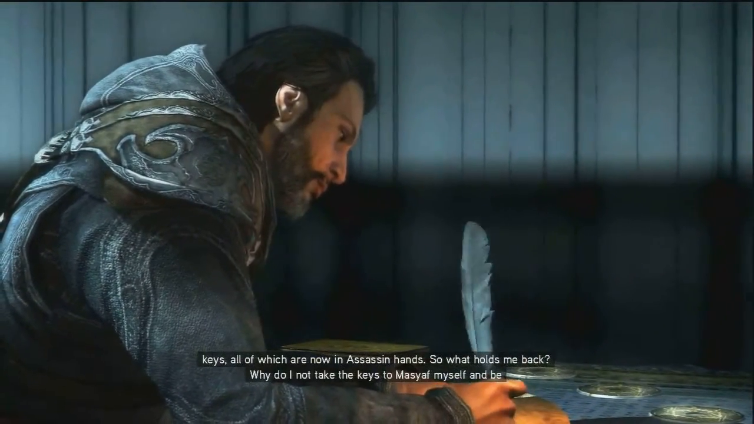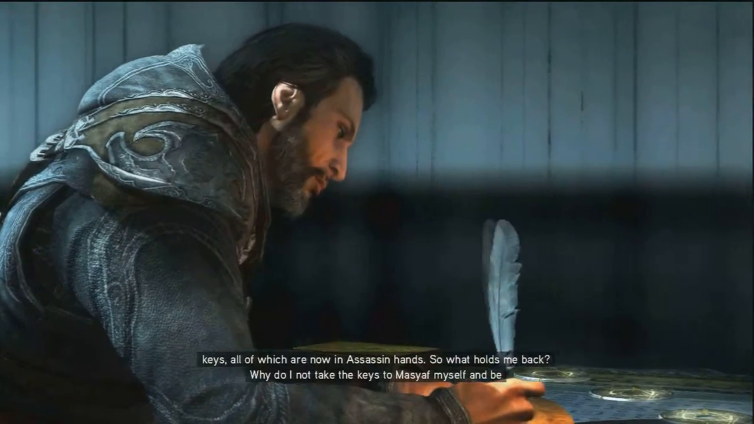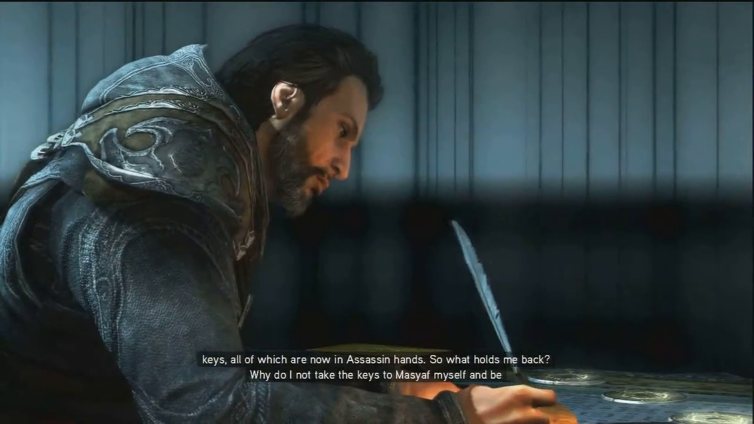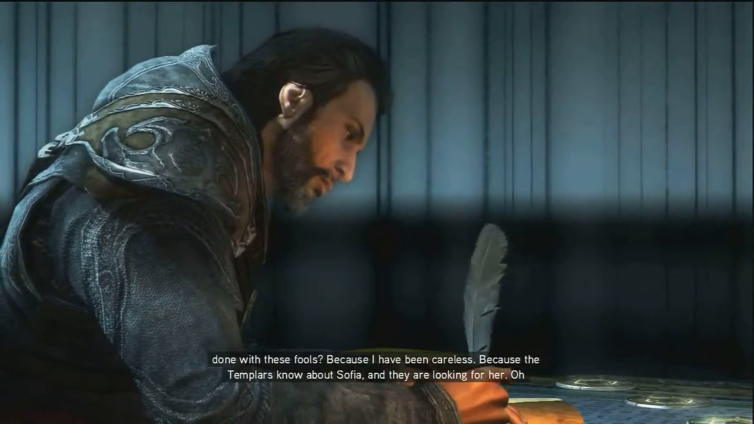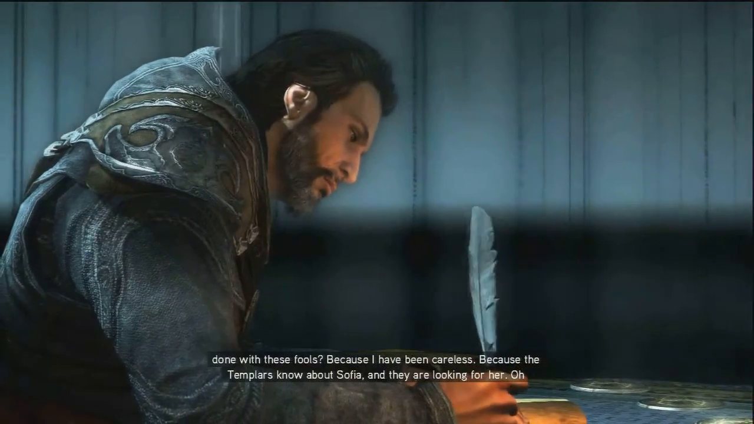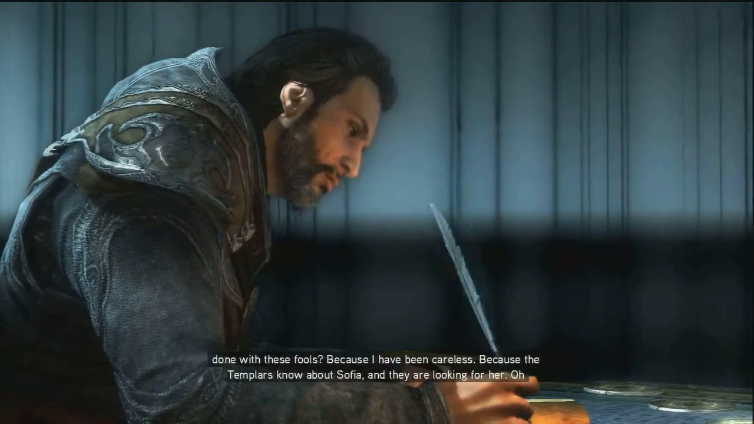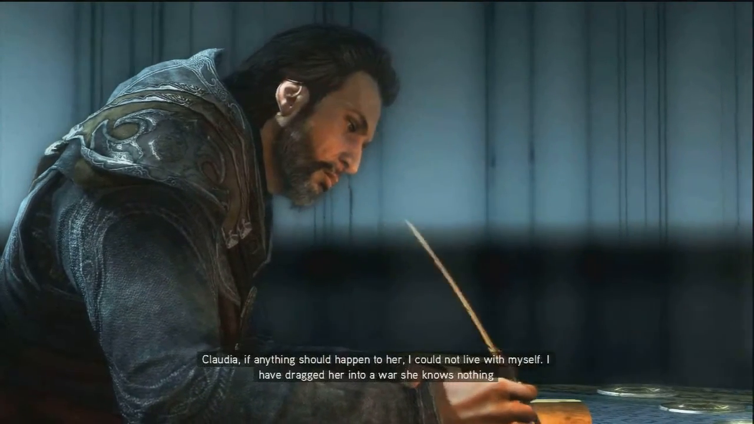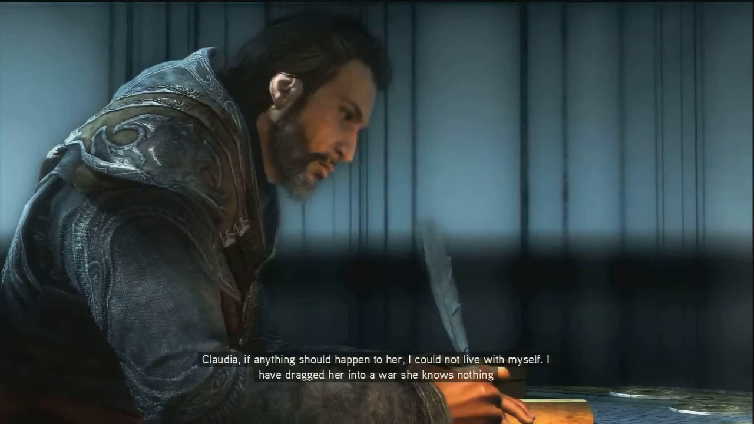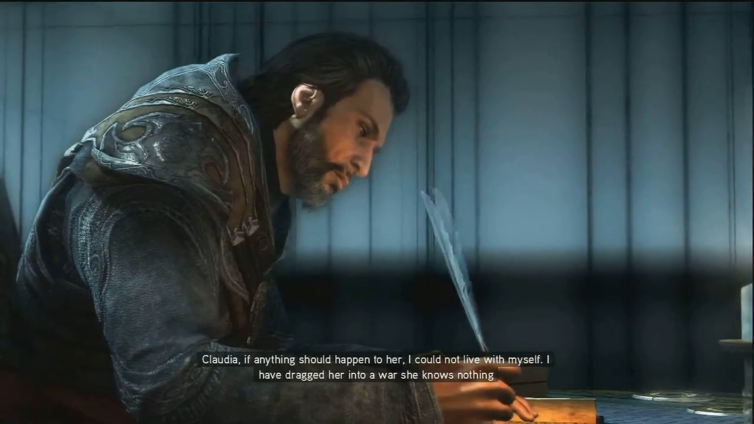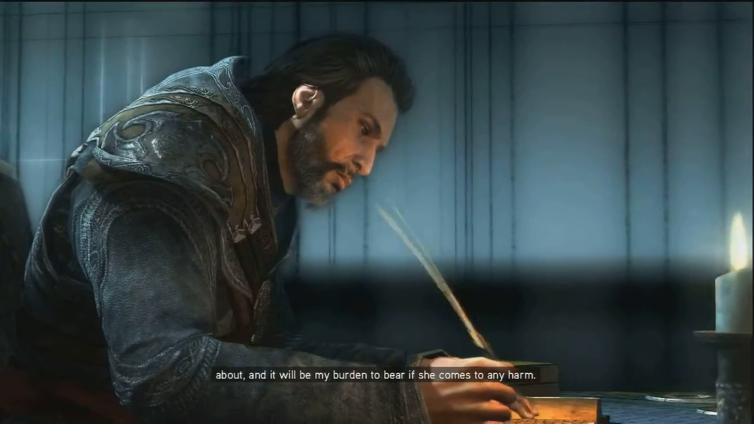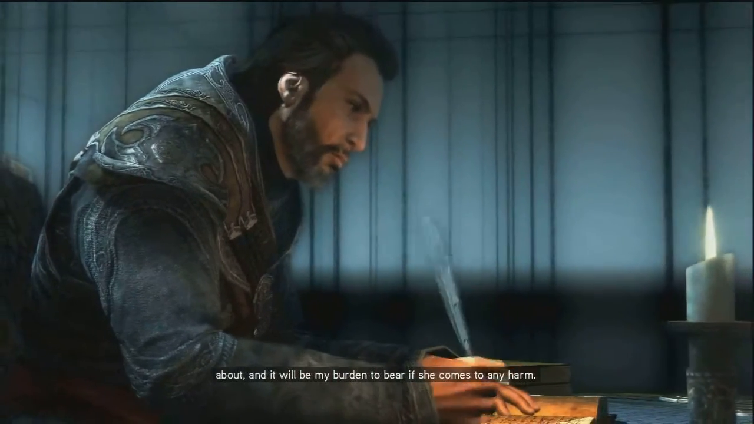So what holds me back? Why do I not take the keys to Masyaf myself and be done with these fools? Because I have been careless. Because the Templars know about Sophia, and they are looking for her. Claudia, if anything should happen to her, I could not live with myself. I have dragged her into a war she knows nothing about. And it will be my burden to bear if she comes to any harm.